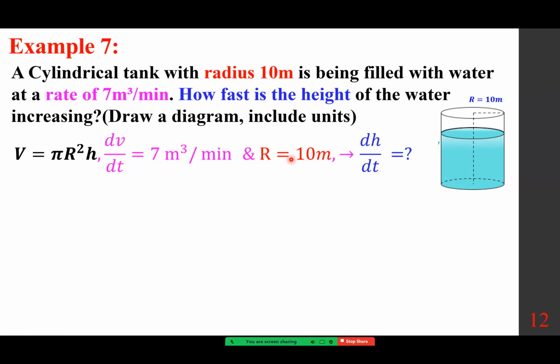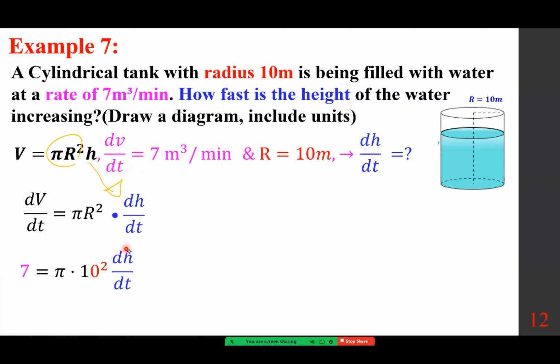Well, since R is fixed, you can replace it or you can keep it as fixed. So if you want to differentiate, this is pi r squared times dH dt. H results in dH dt. And now replace whatever you have. What do you have? We have dV dt, we have R, and so this is 100. We're going to divide both sides by 100 pi, and that gives you the exact answer. 7 over 100 pi meters per minute.